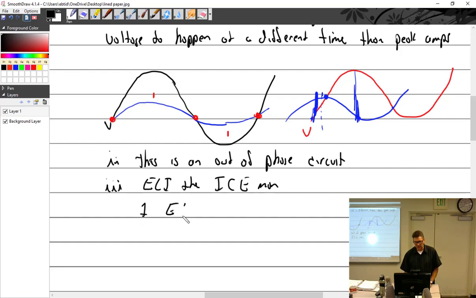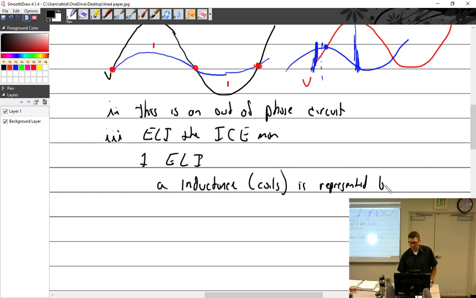E-L-I, Eli the Iceman. Inductance, which is coils. If we have a bunch of coils in a circuit, then we're going to have inductance. Inductance, coils, is represented by the letter L. So that's why we have Eli. Got the L in the middle? That's Eli, L.